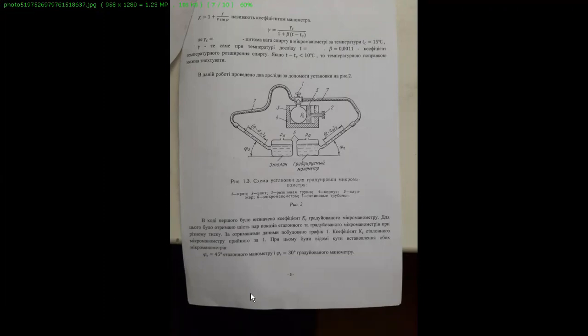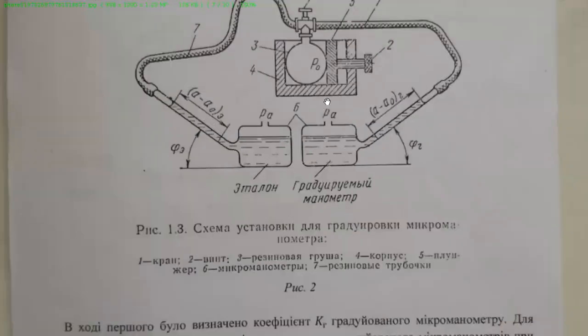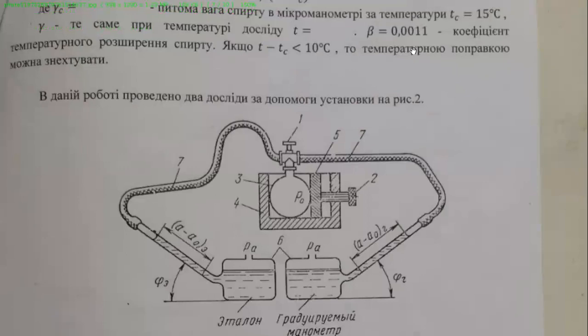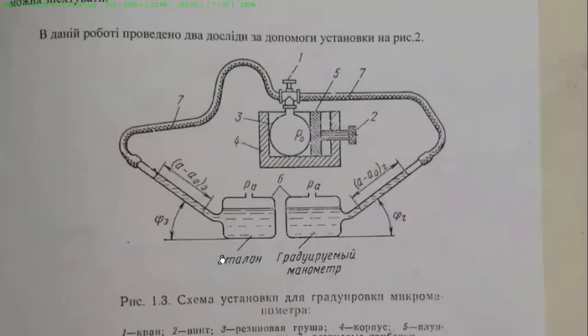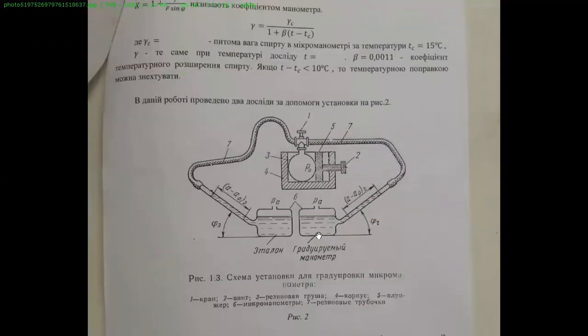This is an experimental setup. This picture shows us two manometer devices. The left one is an etalon, and the right one is in question. And we can adjust this angle here. And there is a source of pressure. The manometer is connected with two sides.